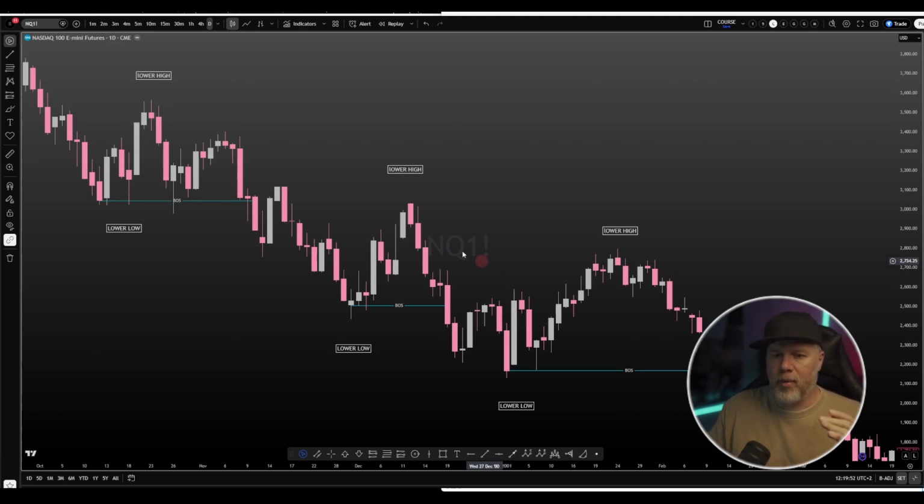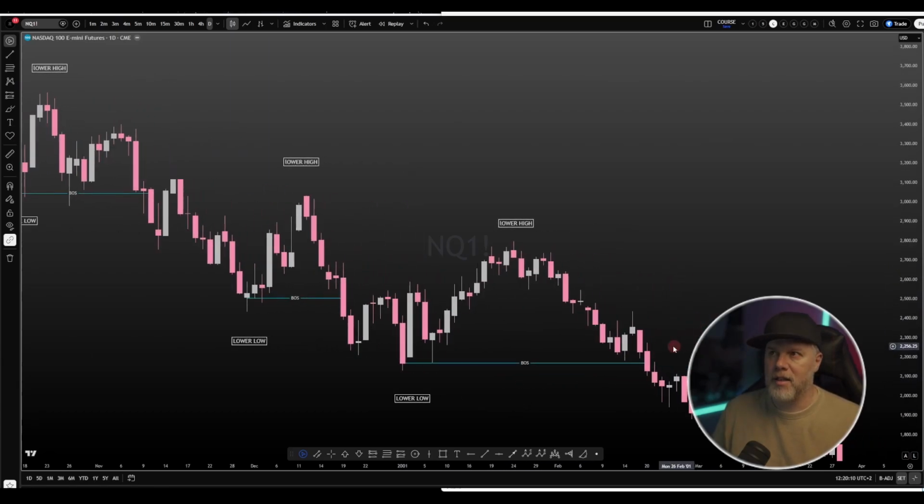So when price, as I said, in a downtrend, breaks the lows, the previous low to the downside, that is what we call a break of structure. Again, there's a low, we come down, we break through that area. That is the break of structure.